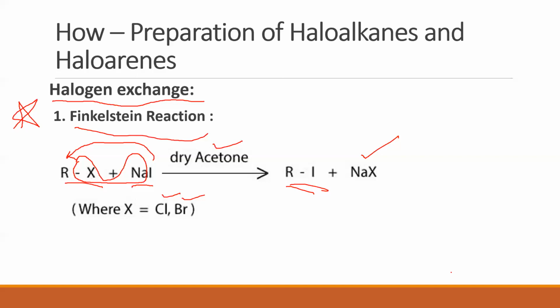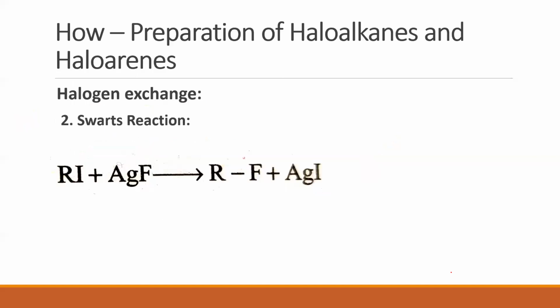A similar reaction, again called halogen exchange. The second one is called the Schwarz reaction. This is also a name reaction, so therefore it's also important. So what's happening in Schwarz? Even here, this is halogen exchange. So we take an alkyl iodide and react it with AgF, silver fluoride. So what are we taking? An alkyl iodide in the presence of silver fluoride. So naturally you will know what is getting replaced.